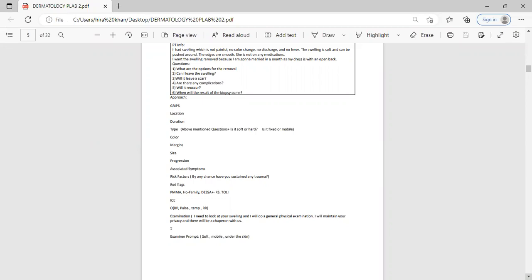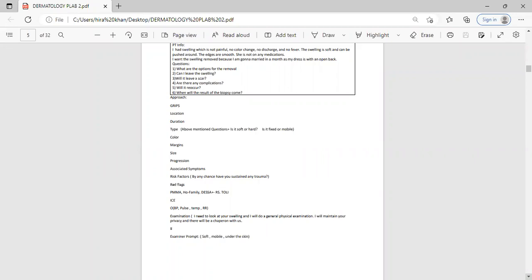Then ask, is there any change in the color you have noticed? How is its margin, regular or irregular? Can you please tell me the size of it? And have you noticed any change in the size recently? And then ask about the associated symptoms, the particular ones that are actually linked here. For example, with lipoma, what could be the associated symptoms? Have you noticed any discharge coming out of it? Do you have any fever? Do you have any pain? Have you noticed any kind of skin change over the lesion?